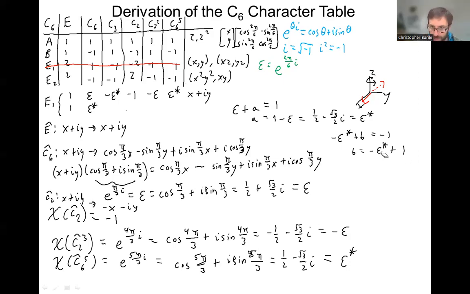B, we have to solve for B. So B is going to be negative one. And we have to move the negative epsilon complex conjugate to the other side. So we're going to get plus epsilon. Negative one plus epsilon.